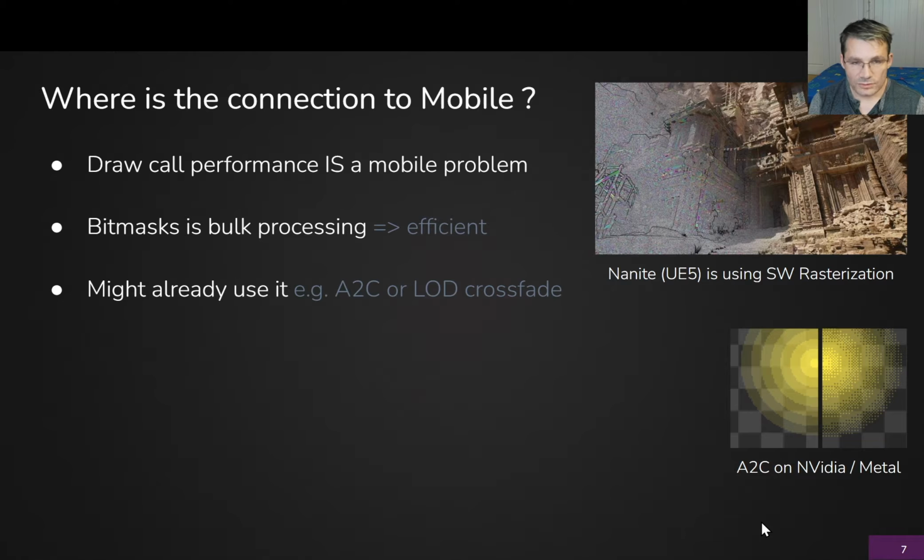Maybe you're actually already using alpha-to-coverage, for example, or some level of detail cross-transition. For example, on the bottom right, you can see how alpha-to-coverage looks on NVIDIA, or on Metal. It seems like it's not completely defined, so they have different implementations. But in general, it's a tool that creates from an alpha value between 0 and 1 a mask that says these pixels are see-through or not see-through.